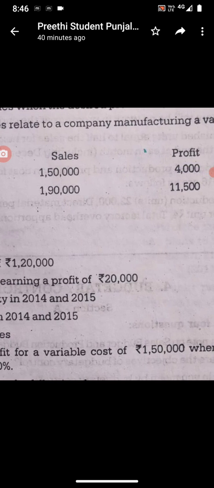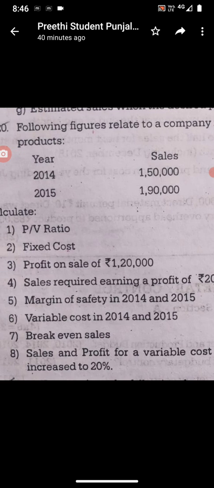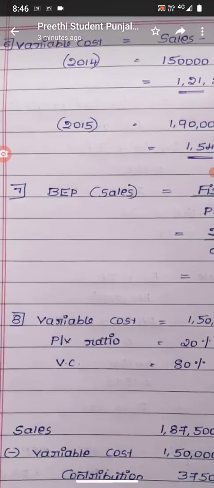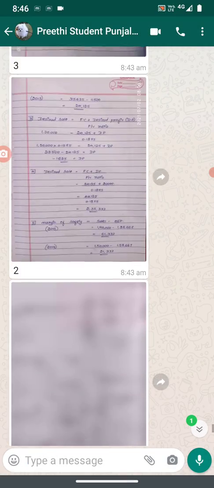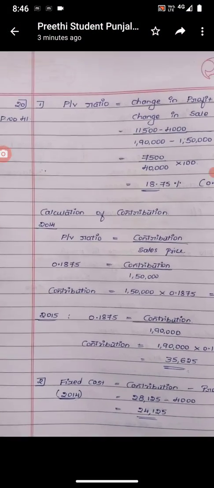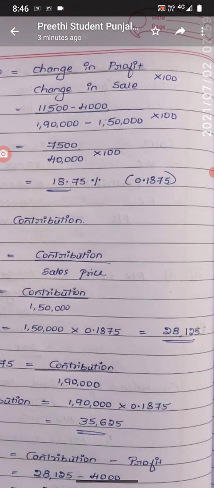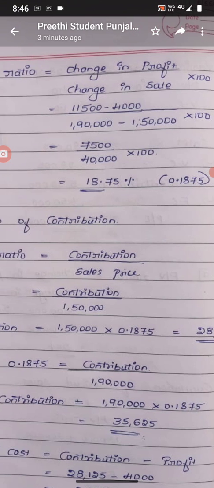Sales and profit are given for 2 consecutive years. So the PV ratio formula is changes in profit divided by changes in sales into 100. Let us solve this. Profit 11,500 minus 4,000, similarly sales 1,90,000 minus 1,50,000, into 100. You get 18.75% or 0.1875. So this is the PV ratio.